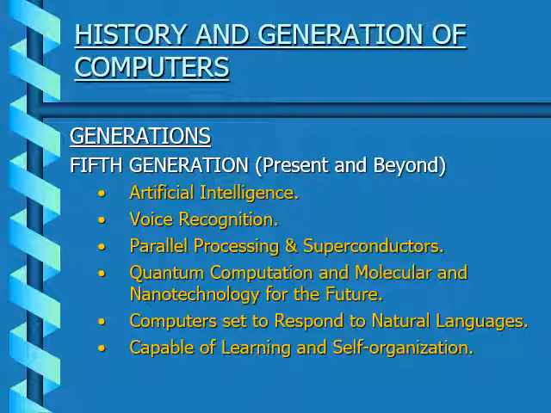And then we've got quantum computation and molecular and nanotechnology for the future. These are really big words. That's futuristic, so next level. That's the fifth generation, and we are living in the future right now. We've got artificial intelligence. YouTube and Facebook predict what we want, giving us adverts of things that we want because of machine learning and artificial intelligence. I'll explain all these big terms as we proceed.